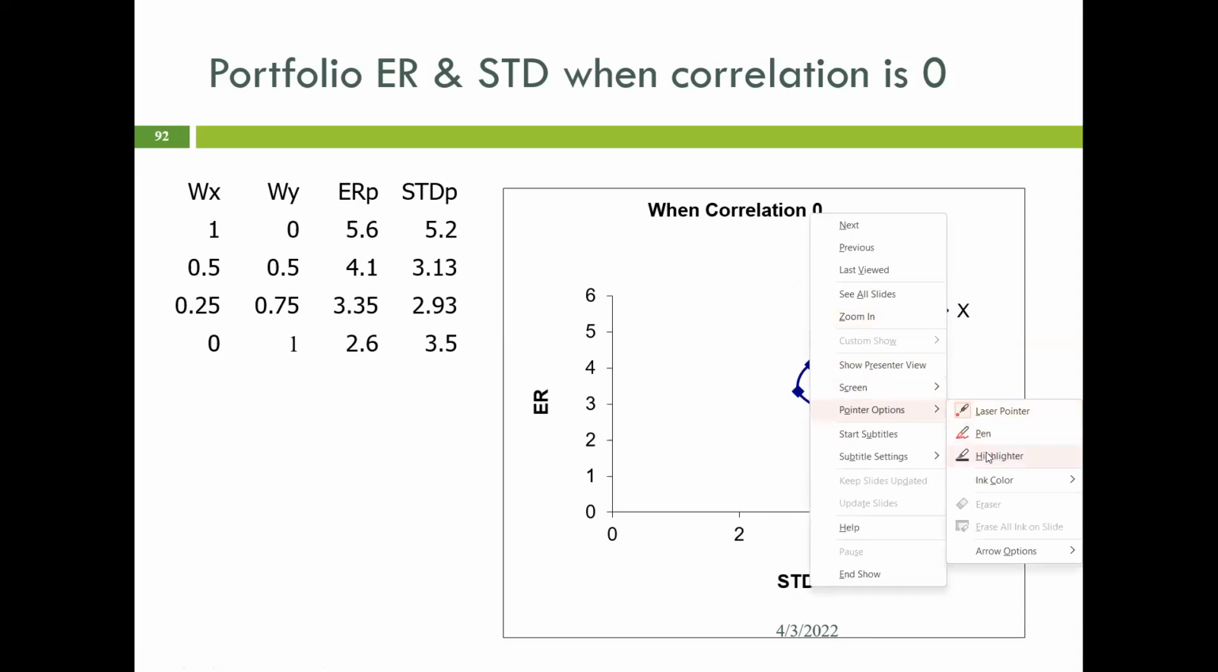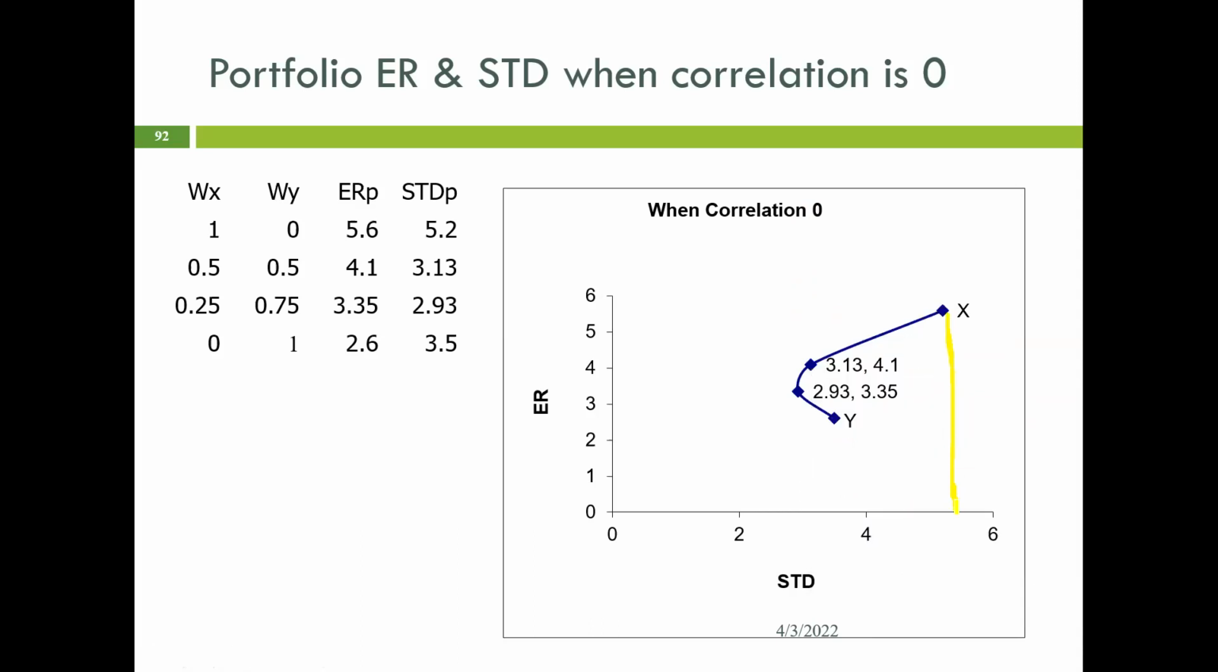Now, when the correlation coefficient is 0, you can see that there is a certain level of diversification, because portfolio risk is decreasing up to this point. So this is less than Y stock's standard deviation, and also less than X's standard deviation if you invested only in X. So there is a certain level of diversification, but it never reaches zero. Risk is decreasing like this.